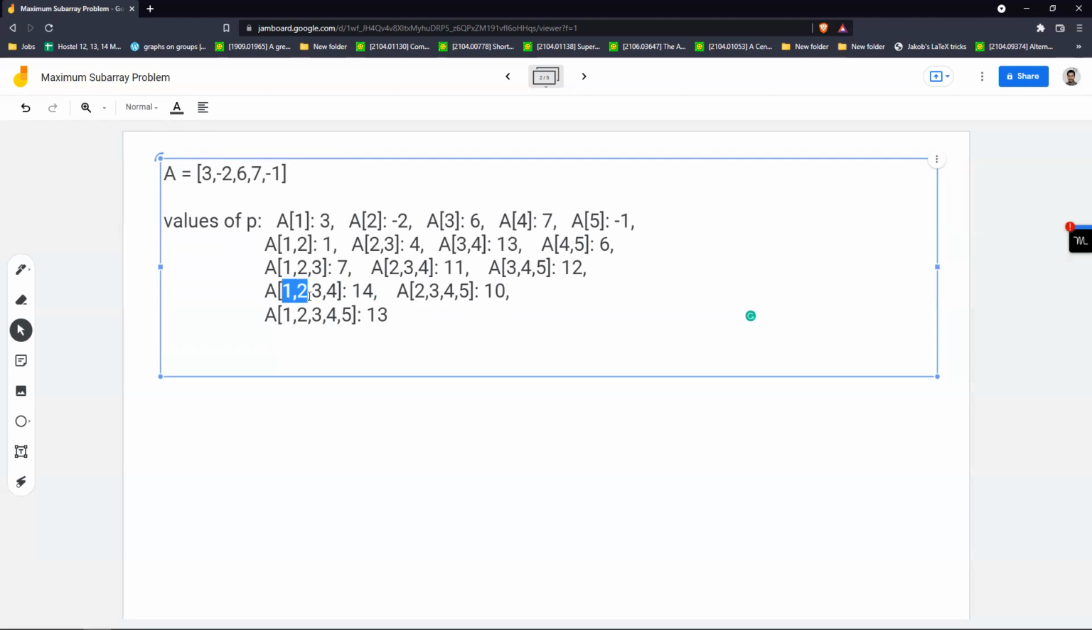That happens when you consider the subarray 1, 2, 3, 4. The maximum subarray need not be unique, but in this case the maximum subarray of A is A1, 2, 3, 4. Is that okay? I hope now everybody is clear about what a maximum subarray is. Now the algorithm is we need to find such a subarray. That is what we have to do.